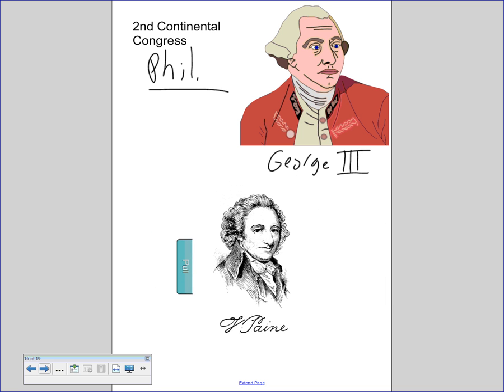While they're meeting there in Philadelphia, trying to discuss what they're going to do, they come up with something called the Olive Branch Petition, which is a reach out to the king to basically ask for forgiveness. All right, we extend our hand to you. We want you to forgive us. We want to go back to the way things used to be. The king shoots it down. It does not pass. And the colonists are kind of left fighting this war.